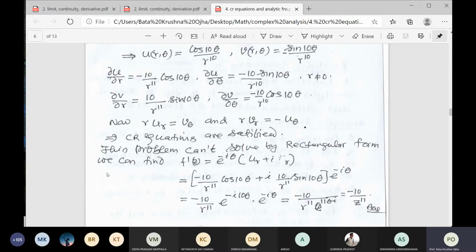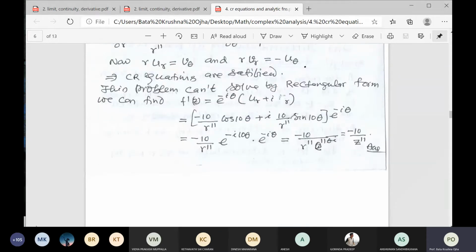This problem cannot be solved by rectangular form. We can find f dash z. How will you find the derivative? What is the derivative of this function? The derivative function is minus 10 by z to the power 11. I have explained and solved it in detail. You go through that.